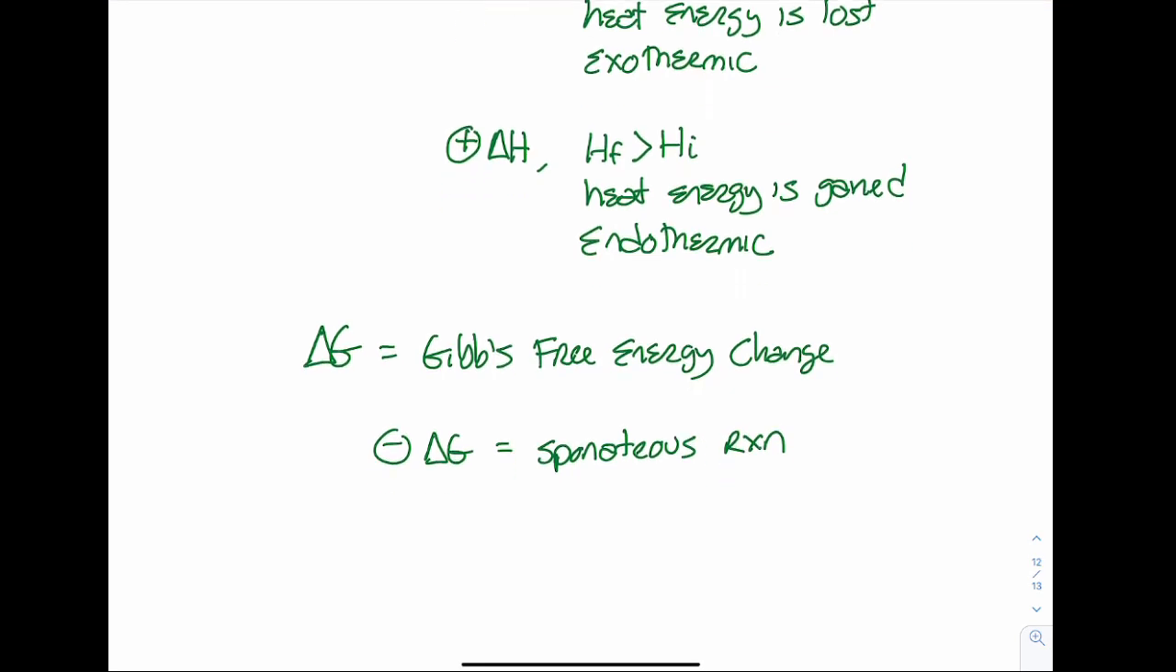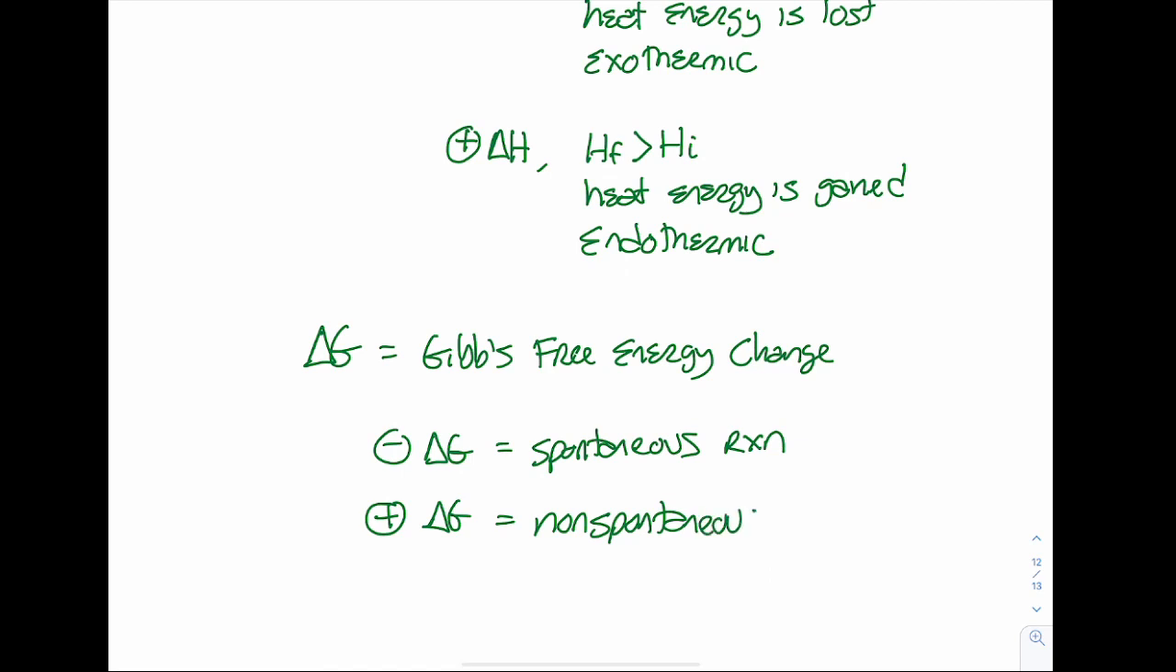Remember, a spontaneous reaction is always taking us towards equilibrium. And I can't spell, but we already know that. Spontaneous reaction. If I have a positive value, that is non-spontaneous. Remember, a spontaneous reaction is one that occurs on its own, right, without an external influence.